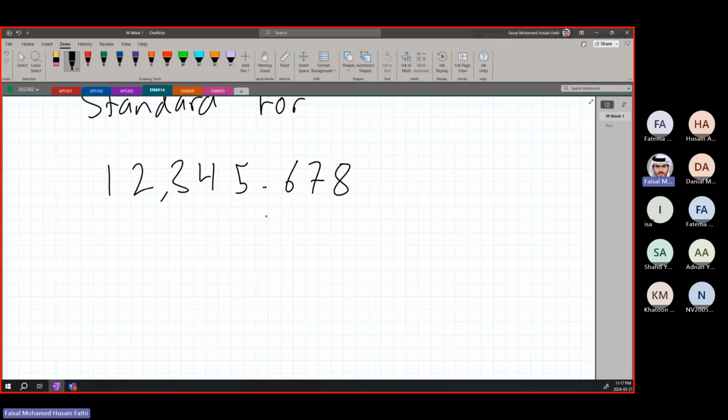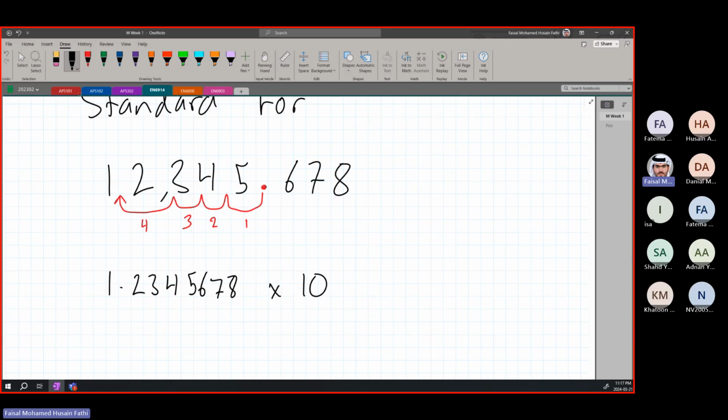To turn this into standard form, you take the decimal point and move it to right after the very first number. How many times did we move it? 1, 2, 3, 4. So in standard form it is 1.2345678 times 10 to the power of 4, because we moved the decimal 4 times. That's exactly what standard form is.